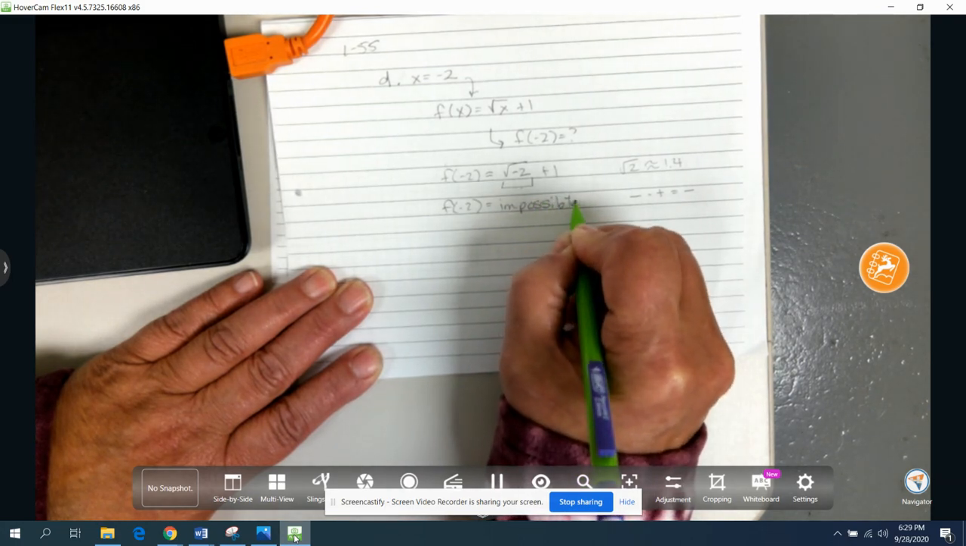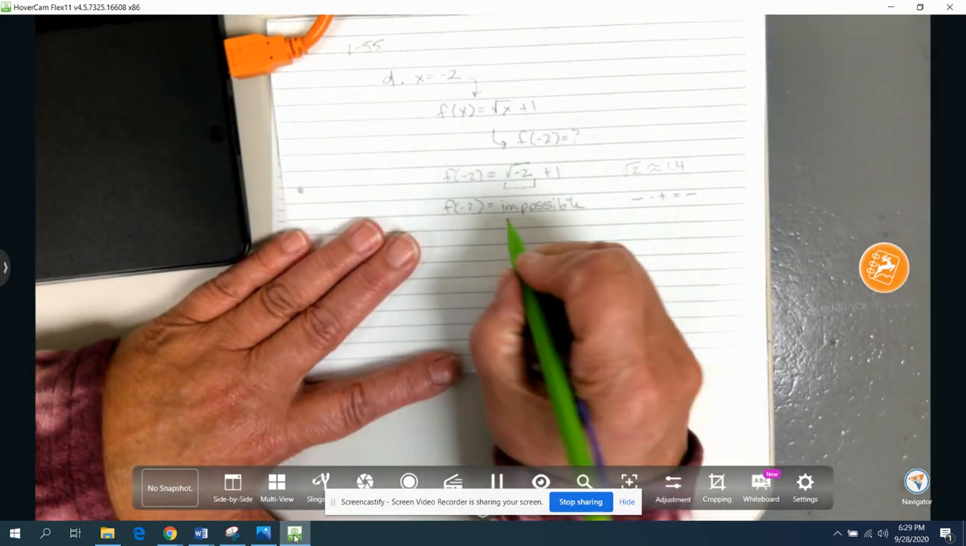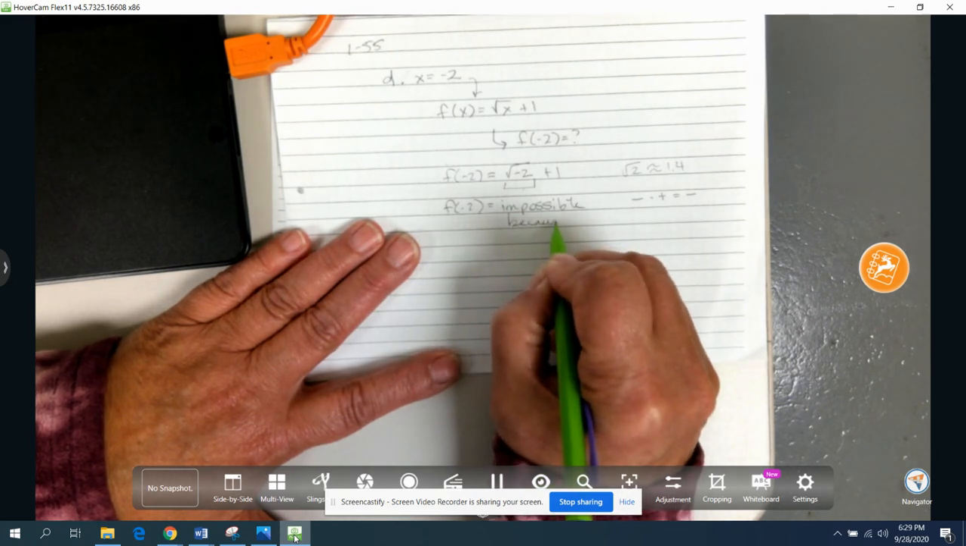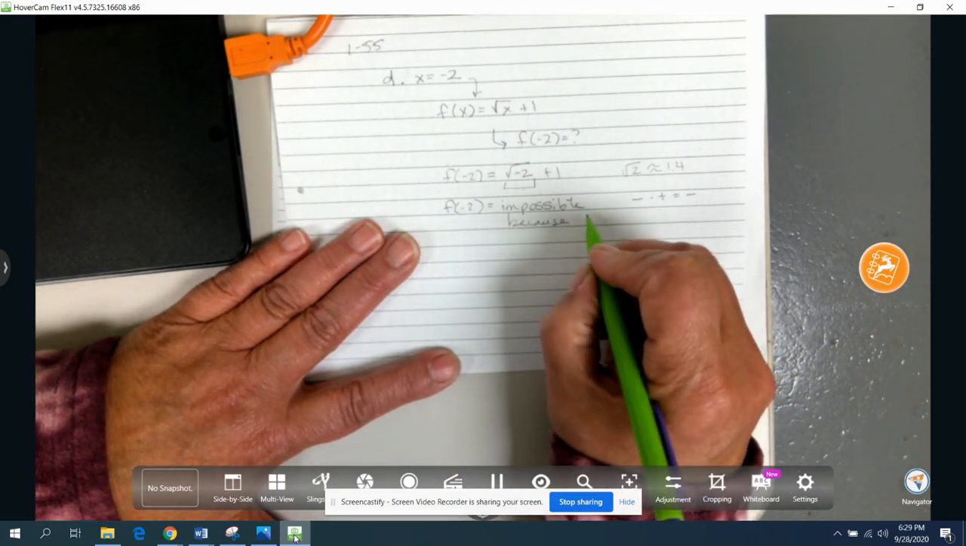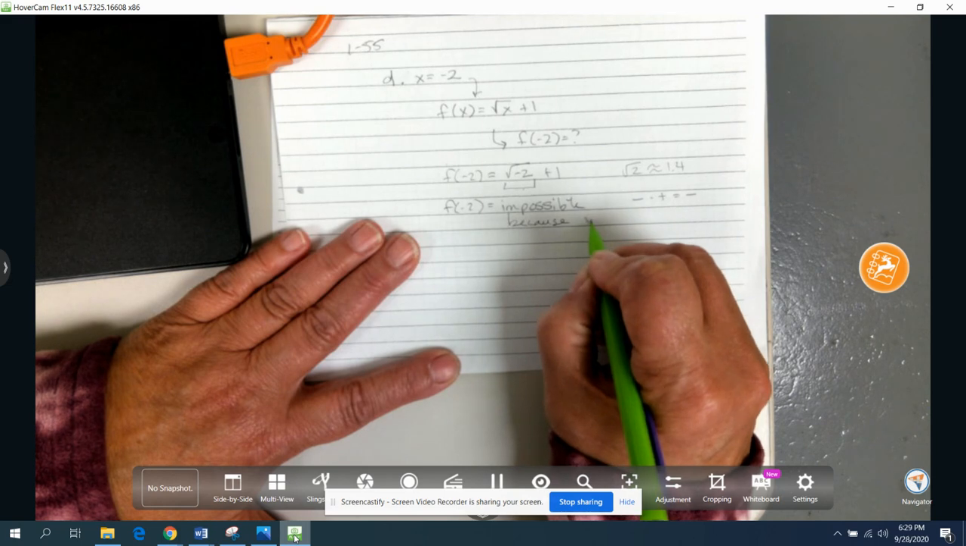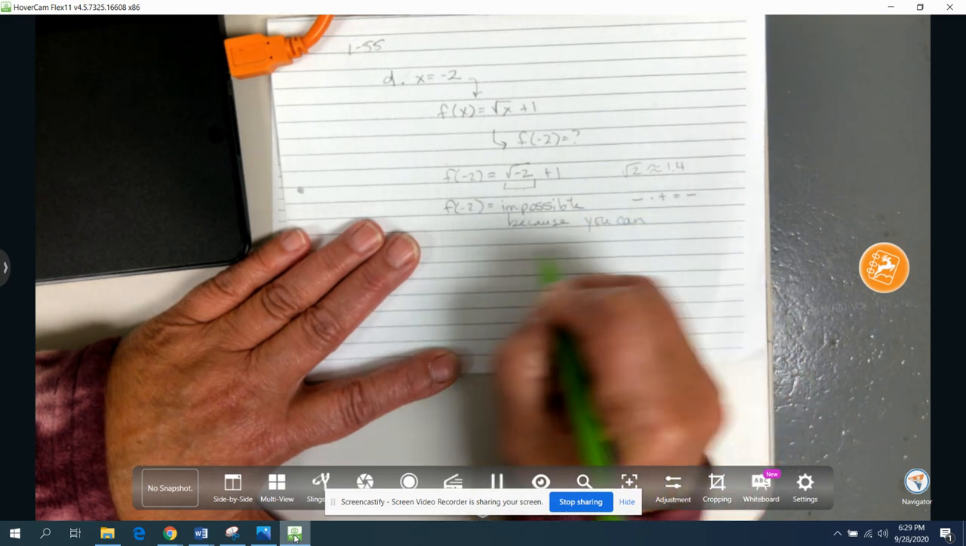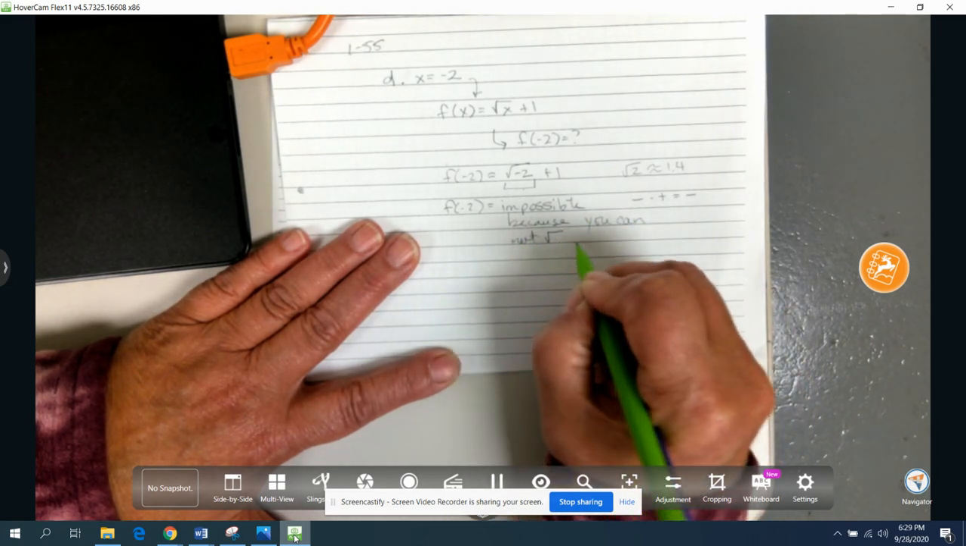And it's impossible because you cannot square root a negative number.